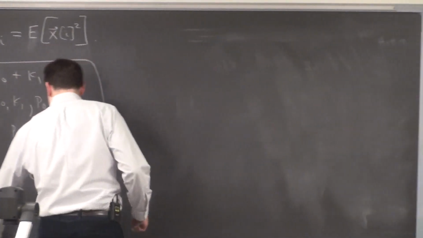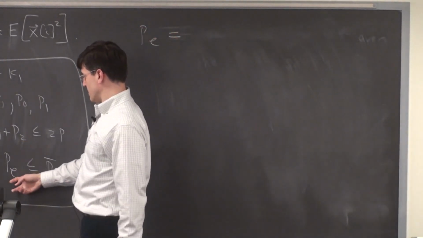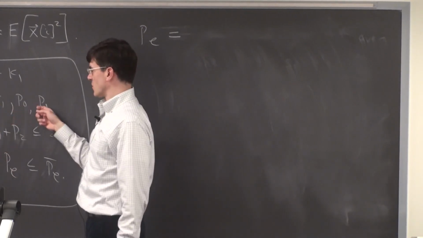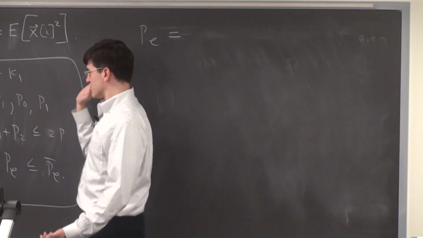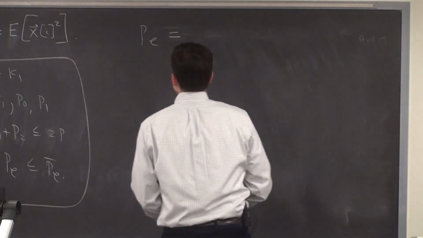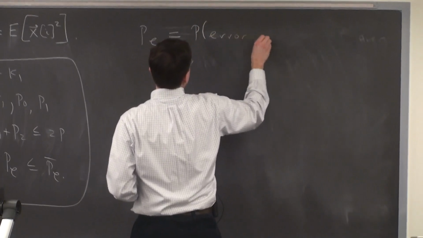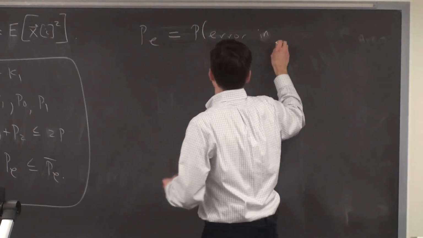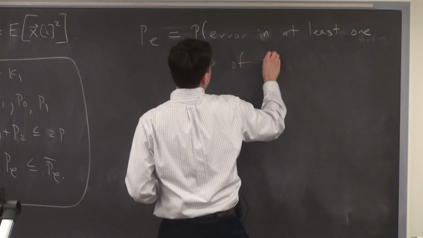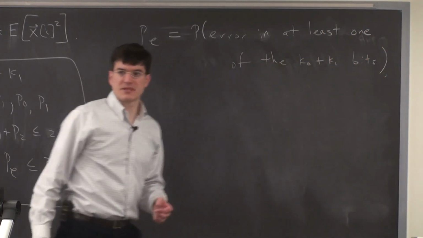So let's solve this. First of all, we need an expression for the error probability to plug in here. So P_E is a function of K0, K1, P0, P1. I want to plug that function in, and then we'll have something purely in terms of these 4 variables. There's no digital communications left at that point. It's just an algebra problem. So let's solve for P_E. P_E is the probability you have an error in at least 1 of the K0 plus K1 bits. That's the error event.